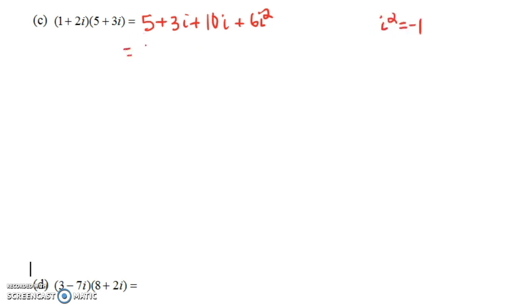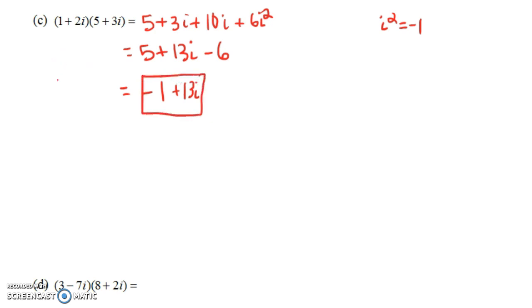So what we have here is really 5 plus, well, the 3i and 10i is 13i. And then the 6i squared is really like minus 6, because it's plus 6 times minus 1. Okay, and what we end up with here is 5 minus 6, which is -1, and we still have the plus 13i. Okay, so when you multiply complex numbers, you essentially FOIL things out.